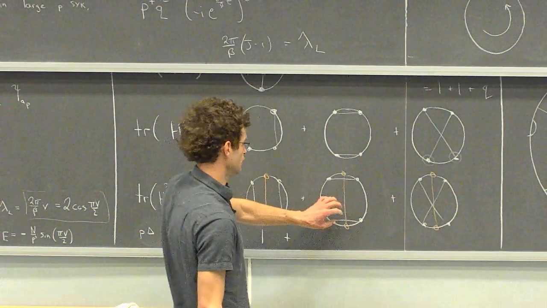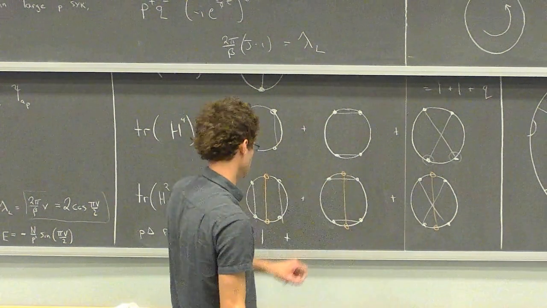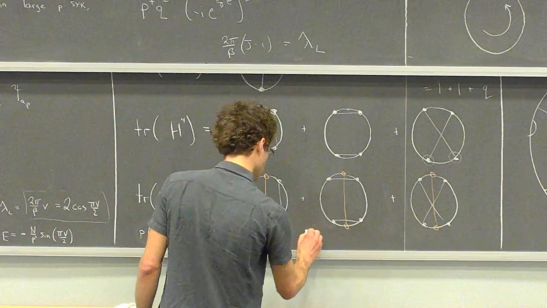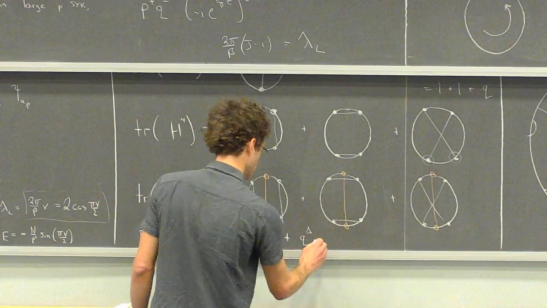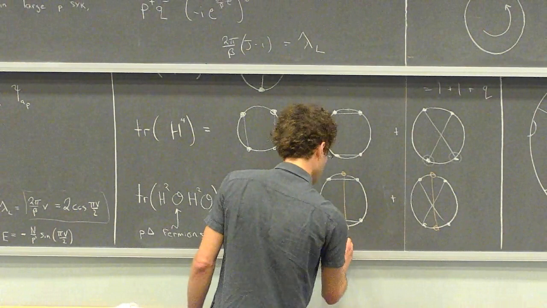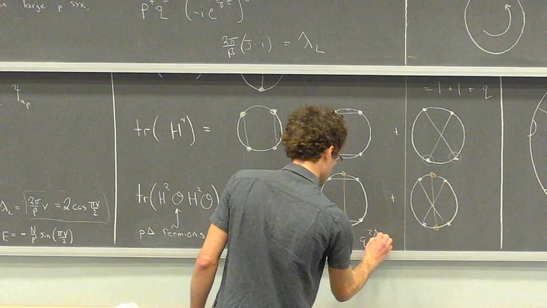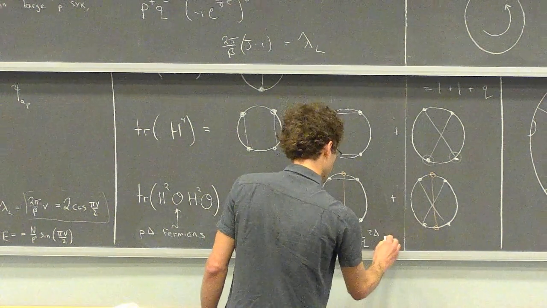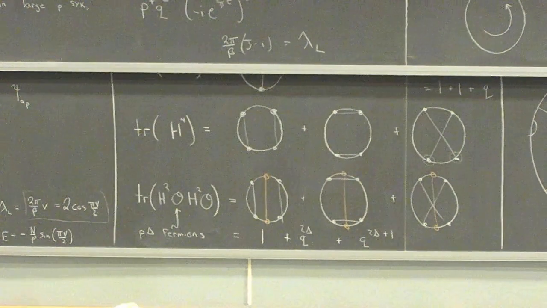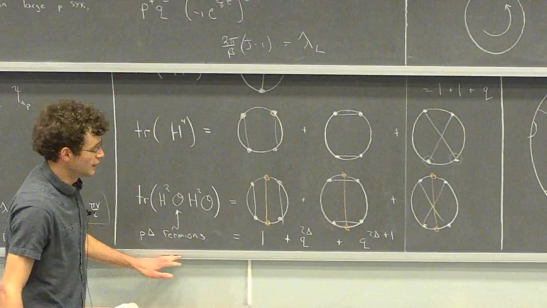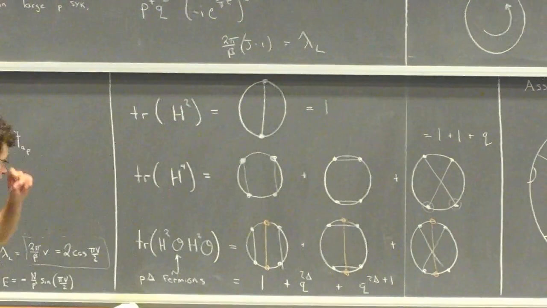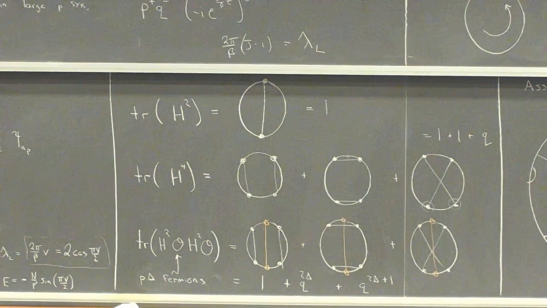This one gives us a factor that involves the crossing of the matter line with the fermions. That gives q to the delta. Each crossing gives q to the delta. Here we have 2 crossings, so we get q to the 2 delta. And then this line here gives us q to the 2 delta, but also the Hamiltonian lines cross once, so we get q to the 2 delta plus 1. Okay, so this gives the exact answer in the double-scaled limit.